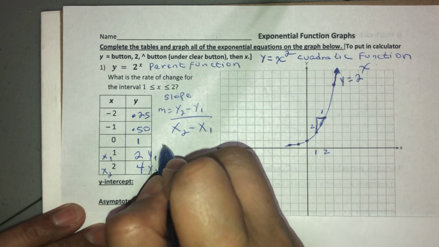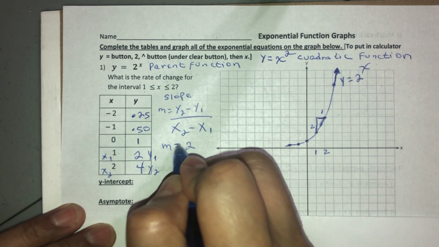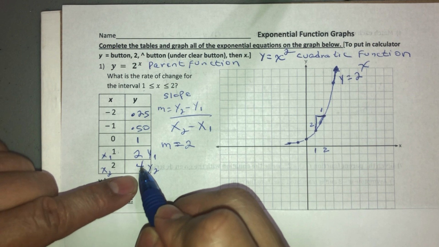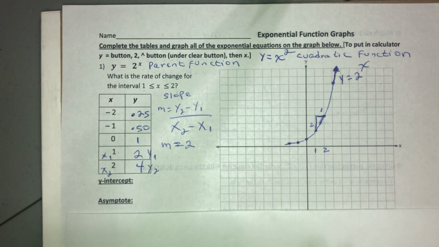So the slope for that interval is going to be 2. Now, if you don't know how to do that from the graph, you will do 2 minus 1 over 1 minus 0, which is equal to 2 over 1, which is equal to 2. You know how to use the formula, so I'm not going to waste time on that.